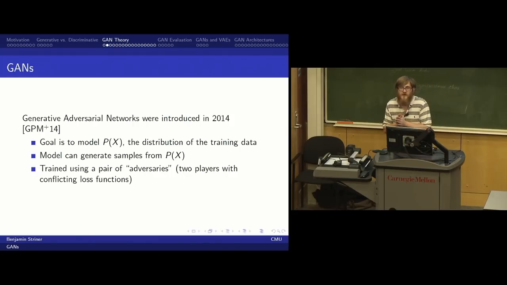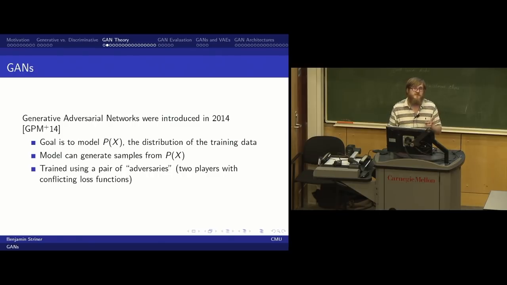So with that being said, we know kind of what we can produce from a GAN and why we want to do it, but now we need to talk about how we can do that. GANs came about in 2014. The goal is to model, as we said, P of X. So we're just talking the simplest case, unlabeled data. How do I understand what distribution the data comes from? You learn a model that can generate samples from P of X, and it uses 2 adversaries.